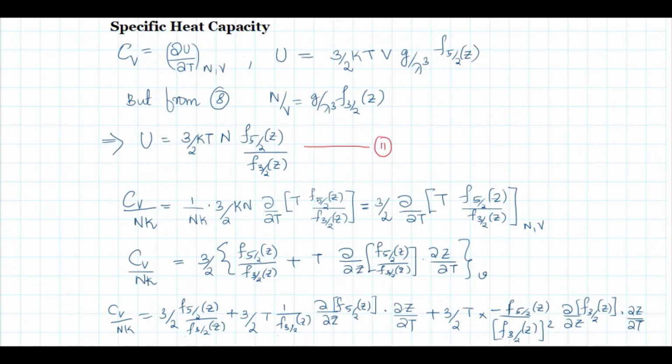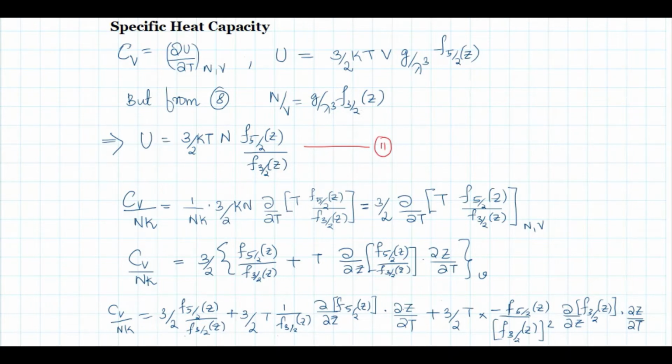Specific heat capacity. Once we have internal energy, specific heat capacity Cv is given by dou U by dou T at constant N and V. This is the specific heat capacity at constant volume. We already have an equation for U and an equation for N by V. So from these two equations, I can write U as 3 by 2 NkT, f 5 by 2 of Z by f 3 by 2 of Z. Substitute for this V using the equation. Then you will get U as 3 by 2 NkT, f 5 by 2 of Z by f 3 by 2 of Z. Call this equation number 11.